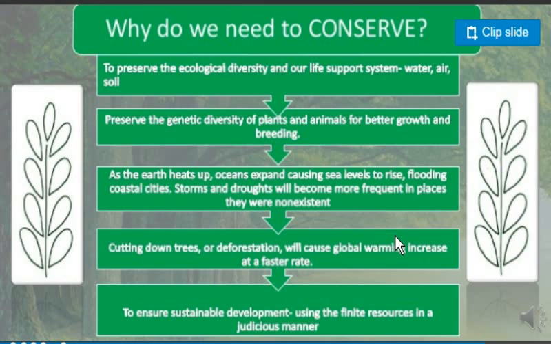So why do we need to conserve? To preserve the ecological diversity and our life support system: water, air, and soil. To preserve the genetic diversity of plants and animals for better growth and breeding. As the Earth heats up, oceans expand, causing sea levels to rise. Flooding, severe storms, and droughts will become more frequent in places where they were non-existent. Cutting down trees, or deforestation, will cause global warming to increase at a faster rate. To ensure sustainable development, using the finite resources in a judicious manner.